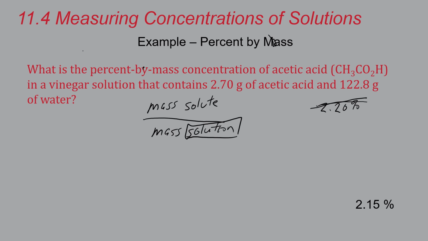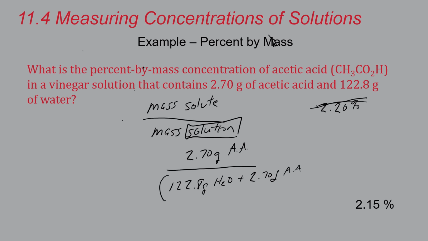So plugging in the numbers here, we've got the 2.70 grams of acetic acid. And then the mass of the solution is going to be the mass of the water, so 122.8 grams of H2O, and the 2.70 grams of acetic acid. And that, when all plugged in, gives you a percent by mass of 2.15%.